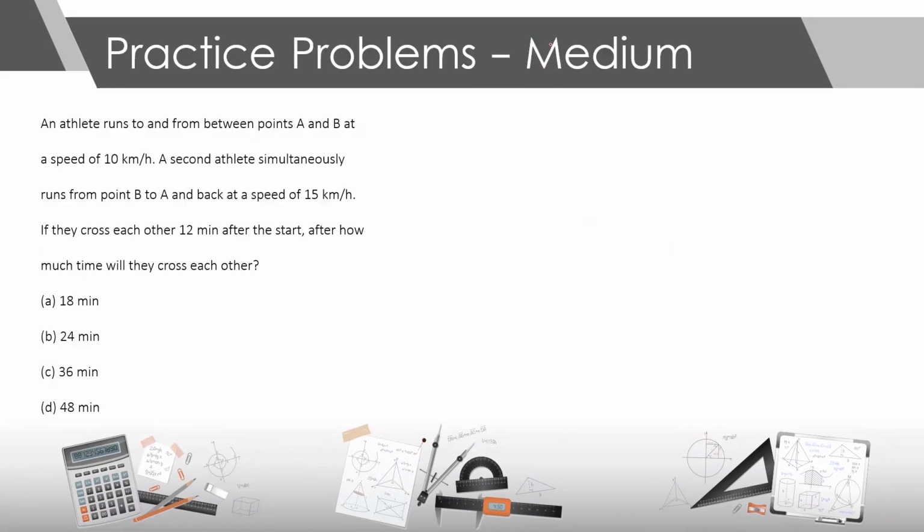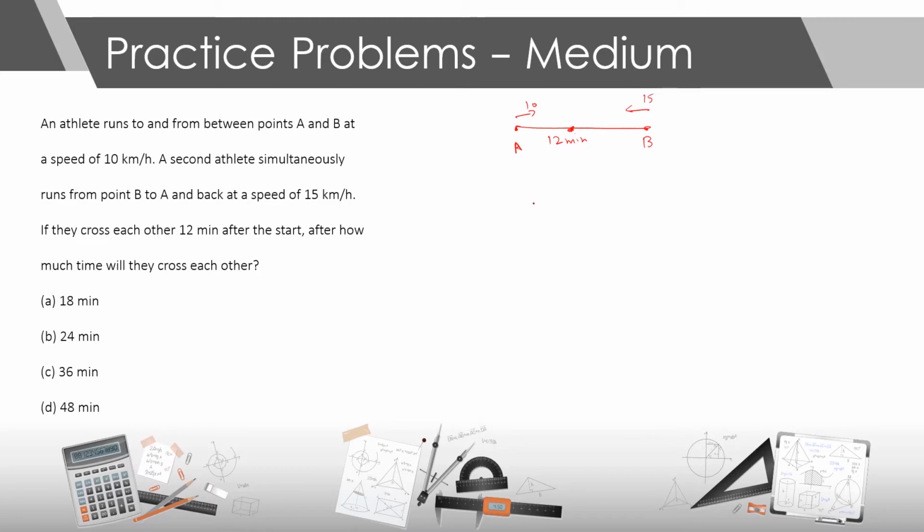So the distance between her home and the market is 3.6 kilometers. Now let's try out some questions related to time, distance and speed. In this question, there is one athlete who is running from point A to point B. So let's mark point A and point B. Now this first athlete is running at a speed of 10 kilometers per hour. Now a second athlete is running from point B to A at a speed of 15 kilometers per hour. They are crossing each other after 12 minutes. So let's say they meet at some point after 12 minutes. We want to find out after how much time will they cross each other again.